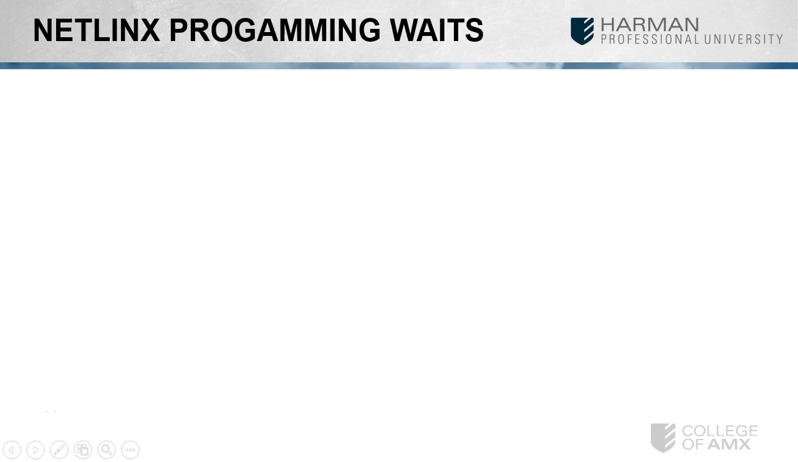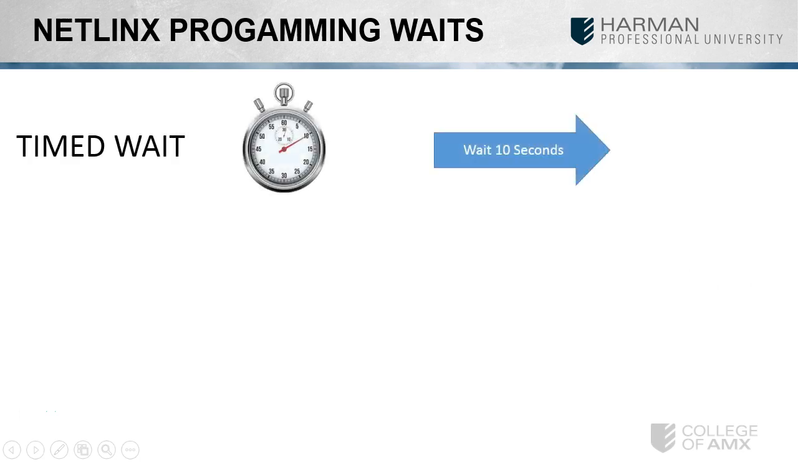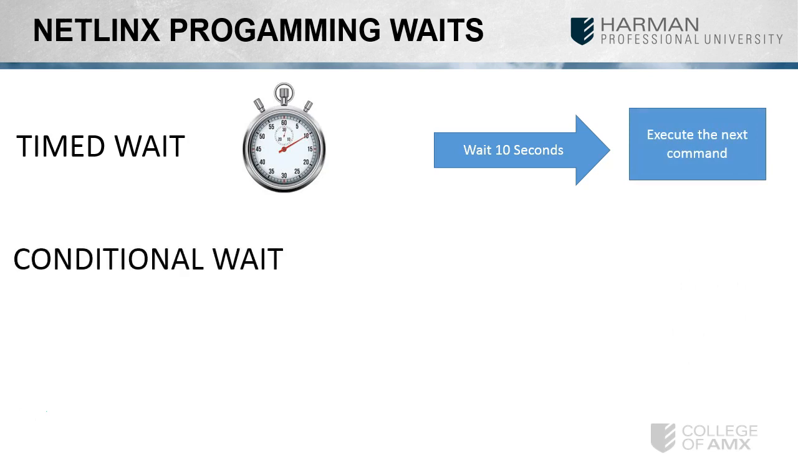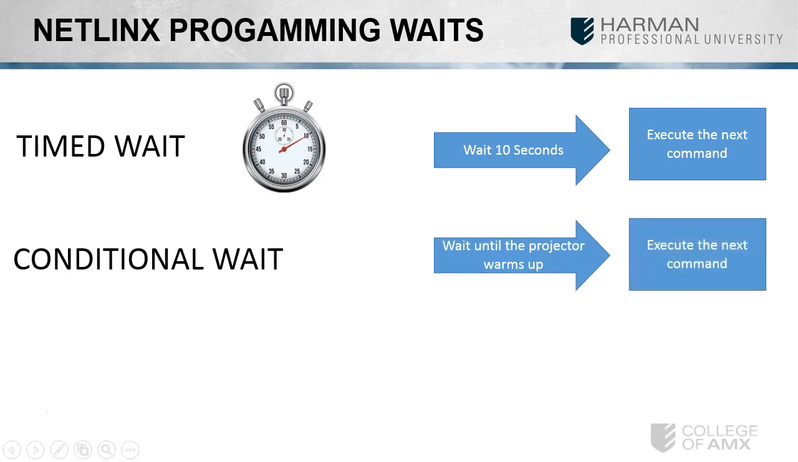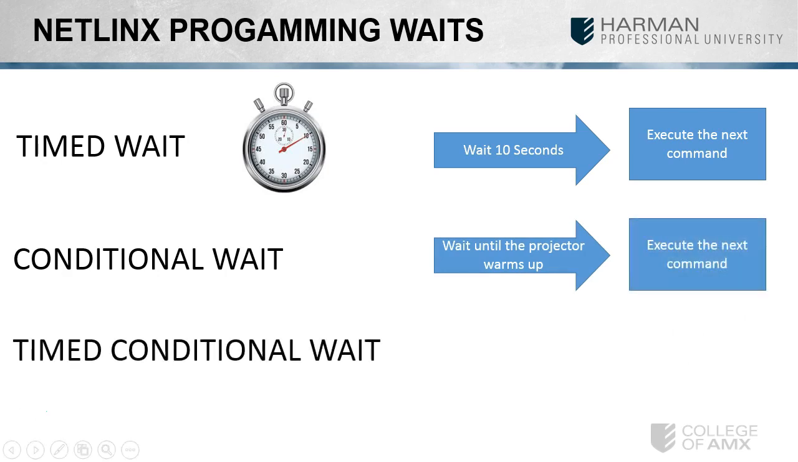There are three types of wait statements in NetLinx. First, timed waits. You wait for a specific amount of time and then the code executes. Second, conditional waits. You wait for a specific condition to be met, then the code executes. Third, timed conditional waits. This is similar to the conditional wait with an addition of a timeout feature.